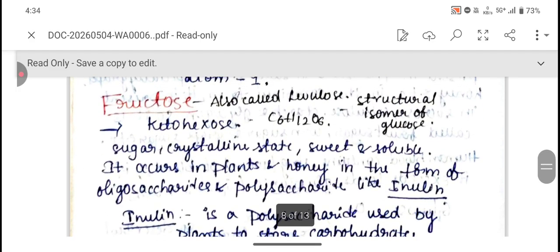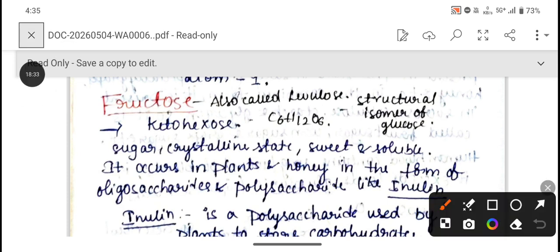So the second monosaccharide is fructose. Fructose is also known as levulose. This is the structural isomer of glucose. It is a ketohexose, which means fructose consists of a keto group in place of an aldehyde group. In case of glucose, it consists of an aldehyde group. In fructose, the case is different. It consists of a keto group, which is C double bond O.